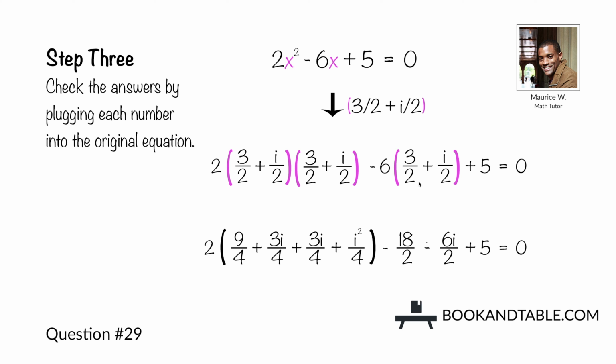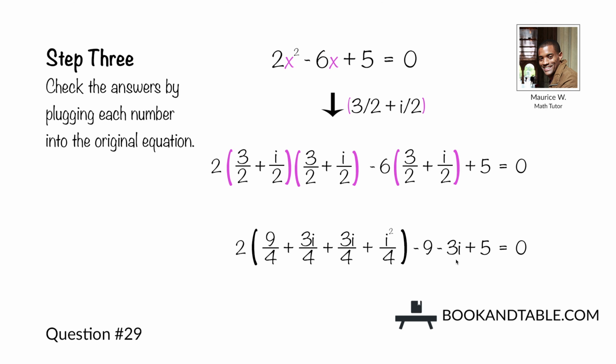Over here, minus 6x, we have negative 6 times 3, which is negative 18, over 2. Negative 6 times i is negative 6i over 2, plus 5 is equal to 0. So negative 18 over 2 is equivalent to negative 9, and negative 6i over 2 is equivalent to negative 3i. Negative 9 plus 5 is equivalent to negative 4.